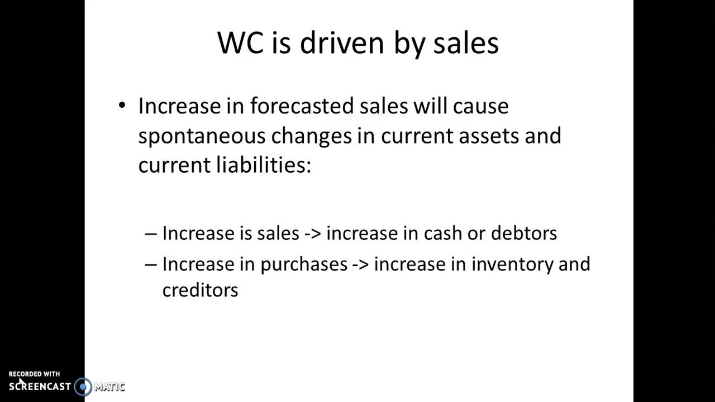So what drives working capital? Increase in forecasted sales will spontaneously increase the levels of current assets and current liabilities. Because as we increase sales, we will increase our cash received if it's cash sales, or we'll increase our debtors if we sell on credit. That'll happen automatically. Then as we increase sales, we have to increase our purchases and our production, which will automatically increase the levels of inventory and the levels of suppliers or creditors outstanding.